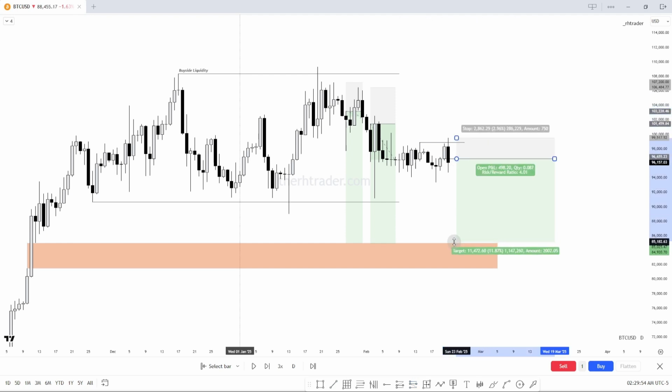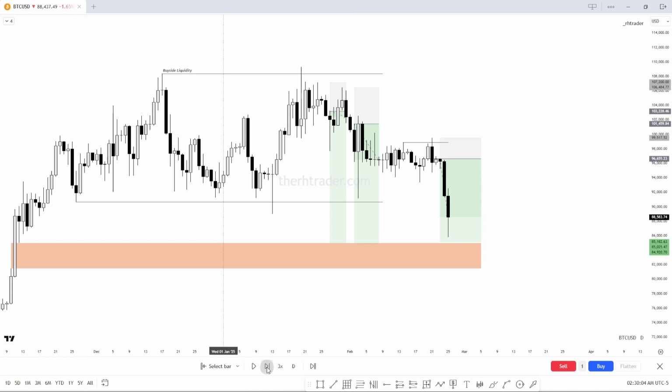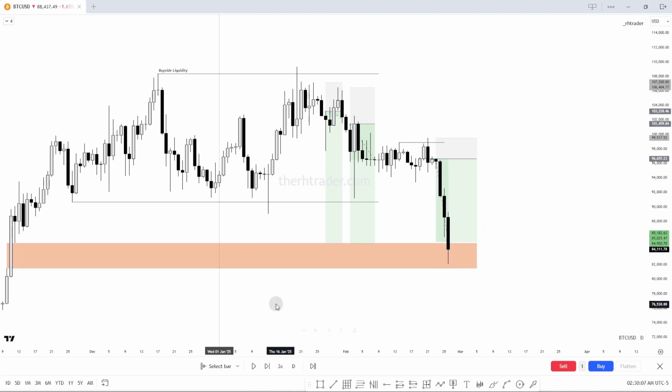And this was a 4-hour trade, and I have given this one to my private group members. And that's your entry right here. And price moved to the desired $85,000 level.